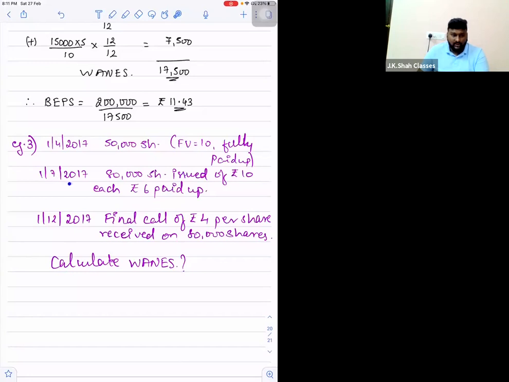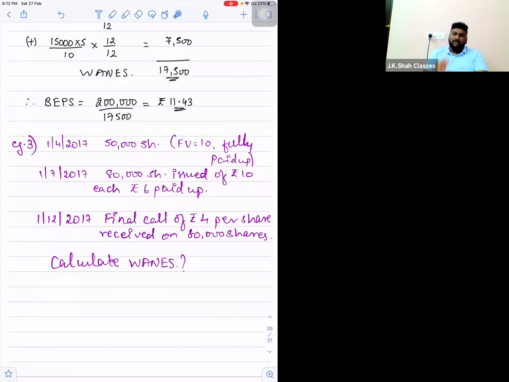On 1st July 2017, we have 80,000 shares issued of rupees 10. That is, the face value is 10 rupees, but only 6 rupees is paid up. On 1st December 2017, a final call of 4 rupees is made per share and it is received on all 80,000 shares. Means, sir, for part of the year, some of your shares remain partly paid up, and then for the balance part of the year, they become fully paid up.